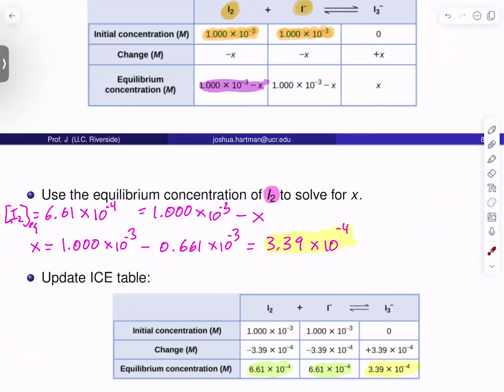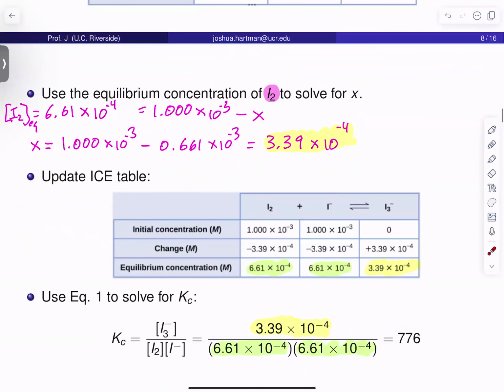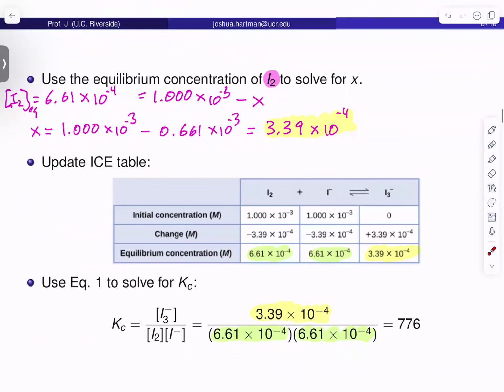Now, once we've solved for X, we can update that ice table, right? Of course, you can plug it directly into the equation if you'd like as well at this point, but we could update that ice table to say, okay, I know exactly how much the concentration is going to be decreasing for reactants, exactly how much it's going to be increasing for products. And so we can carry out the math here and we can plug it in and use equation 1, which is just simply the equation for our equilibrium constant for the reaction to solve for our final value.